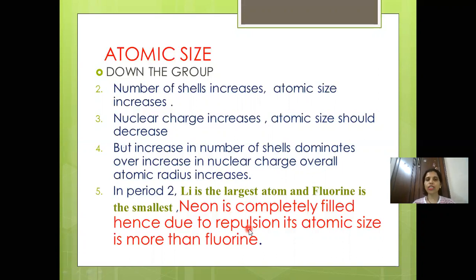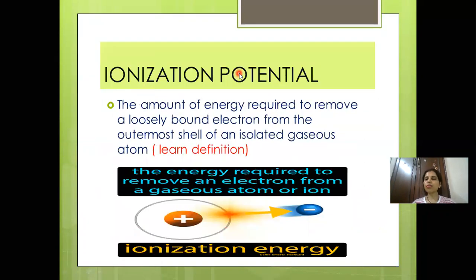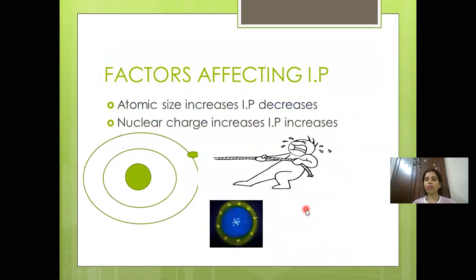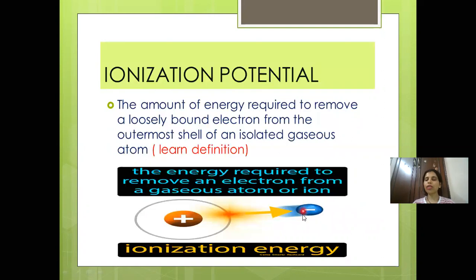Now we go to the next topic, that is ionization potential. It is very important for you to learn the definition, as it is very important from the scope point of view. If you see this picture, it will be very easy for you to understand that ionization potential is nothing but the amount of energy required to remove a loosely bound electron. So this is a loosely bound electron.